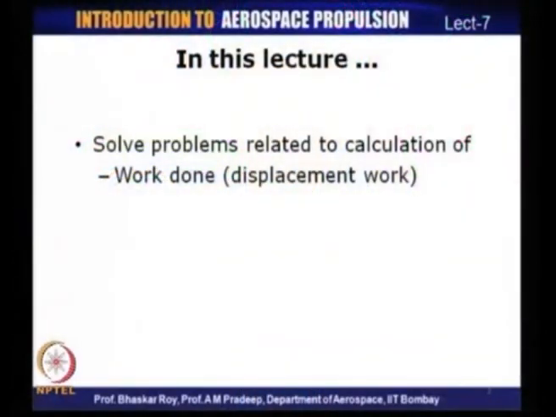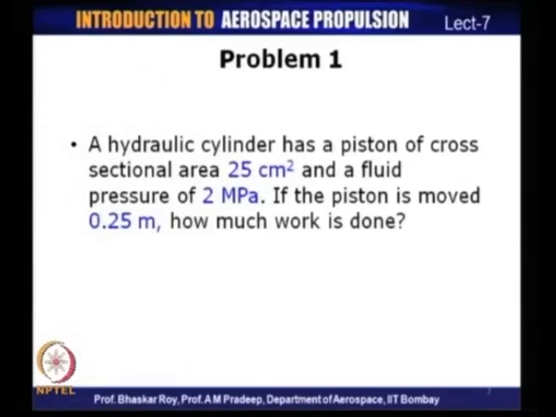So, today's lecture will basically be on numerical problem solving related to calculation of work done, with more focus on the displacement work done. So, let us look at the first problem that we have. We have here a problem which states that a hydraulic cylinder has a piston of a cross sectional area of 25 centimeter square and a pressure of 2 megapascals. Now, if the piston is moved by 0.25 meters, how much work is done?